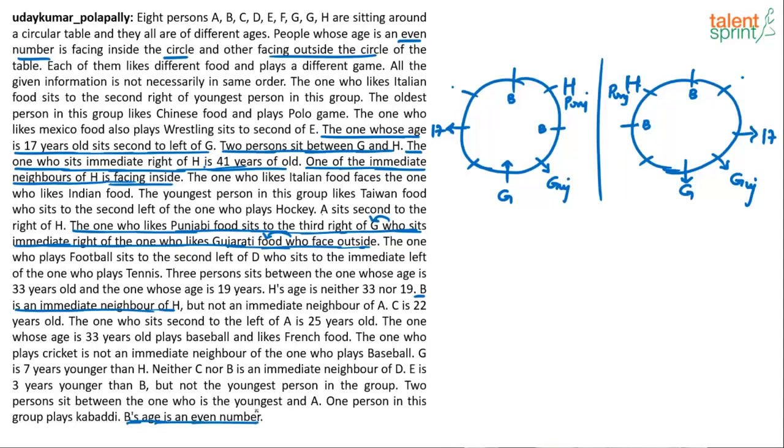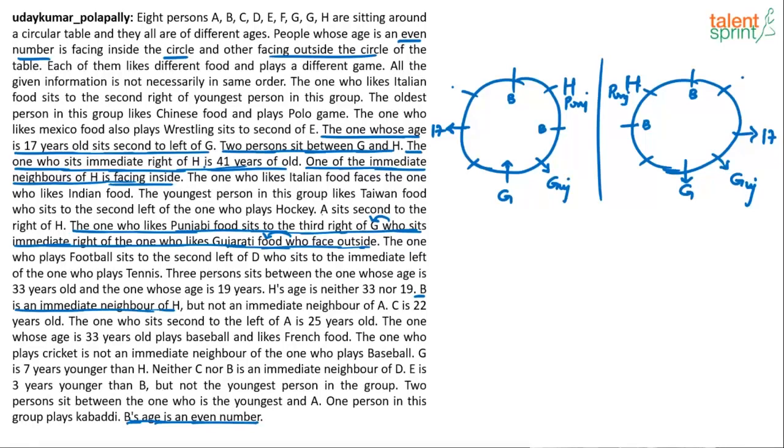We know that one of the neighbors of H is B and one neighbor is 41 years. In fact, the immediate right person of H is 41 years. And since B's age is an even number, B and 41 are different. So one person is B, the other person is 41 for H. But how do we decide what is the right of H? Because H's direction is not known to us yet. We know that the one who sits on the immediate right of H is 41. How do we find that?